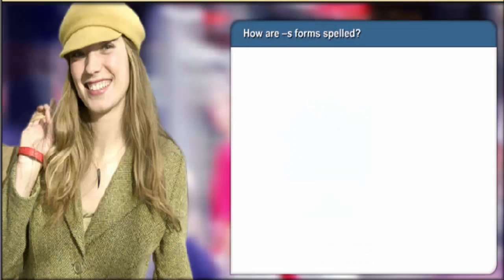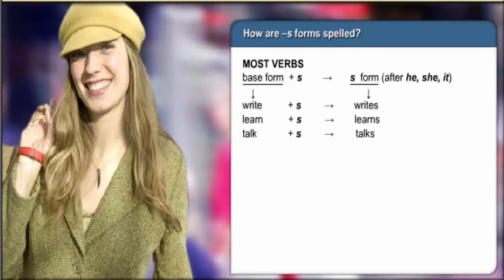How are S forms spelled? Add S to the base form of most verbs to make the S form. Write, writes. Learn, learns. Talk, talks.